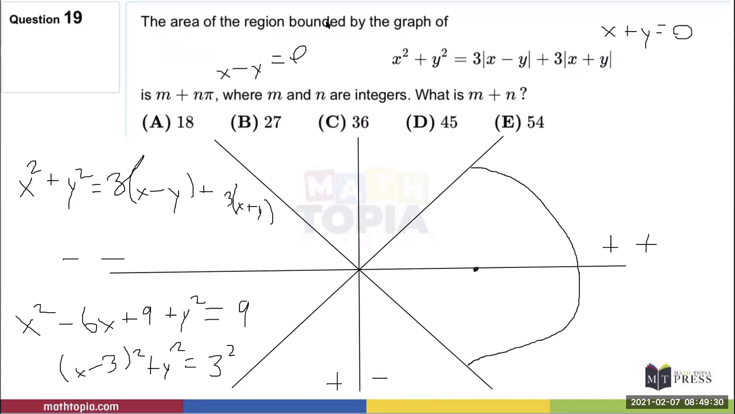Okay, so I'm going to create more space up here. Let's say that the first part is negative and the second part is positive. Well, if the first part is negative, then the absolute value sign would invert it. So we have y minus x instead of x minus y, since it's negative. And if we combine these terms now, what we're going to get is 6y.